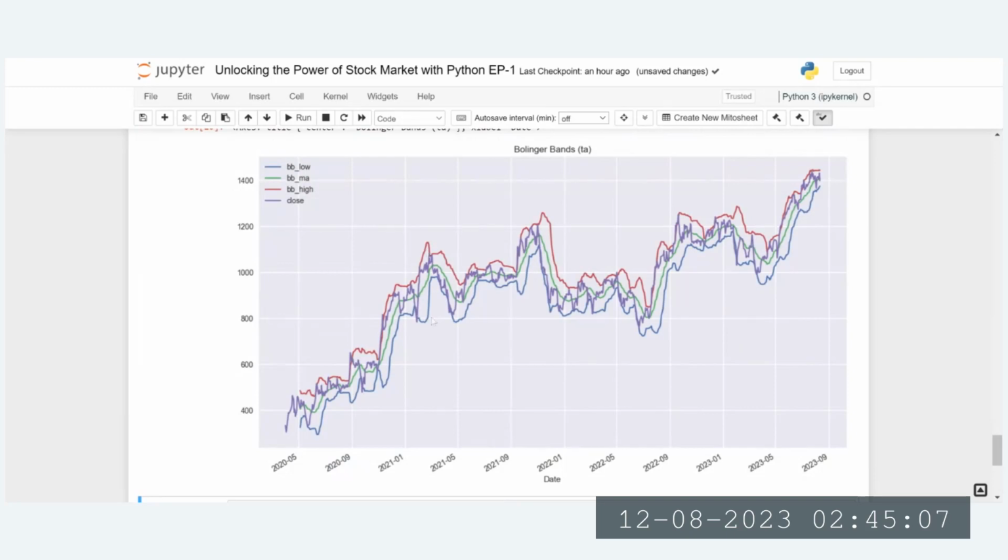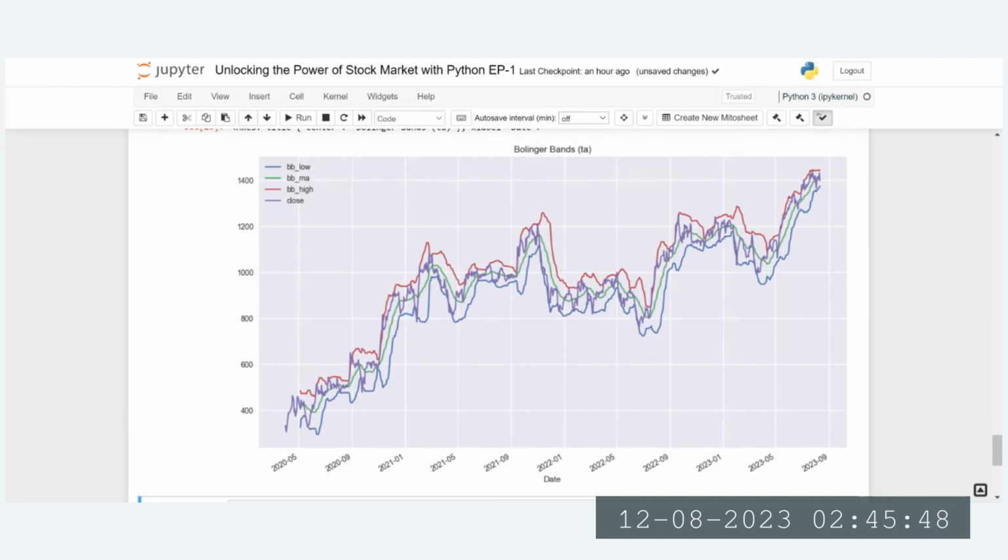There are 4 lines here. One is the closing price of the stock, which is highlighted in the purple line. Then you have a Bollinger Band moving average, which is the green line. This is a 20-day moving average by default, just to understand the trend on a short-term basis. And the Bollinger Band low and high, highlighted by the blue and the red lines, is nothing but 2 standard deviations of the movement of the average value.